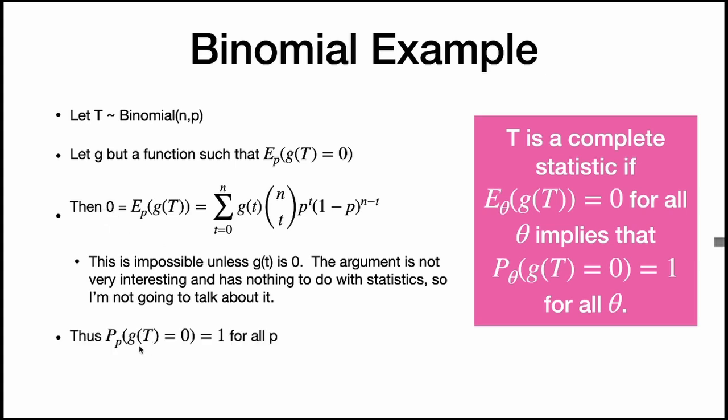And thus, that function has to be 0 with probability 1 for every single p. So t is a complete statistic because if this expected value is 0, then g of t does have to be 0. And again, this is not at all obvious.